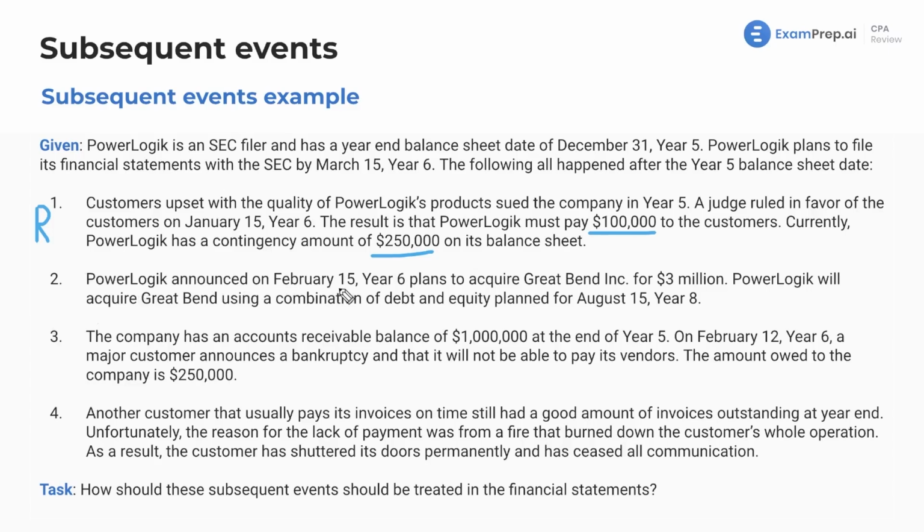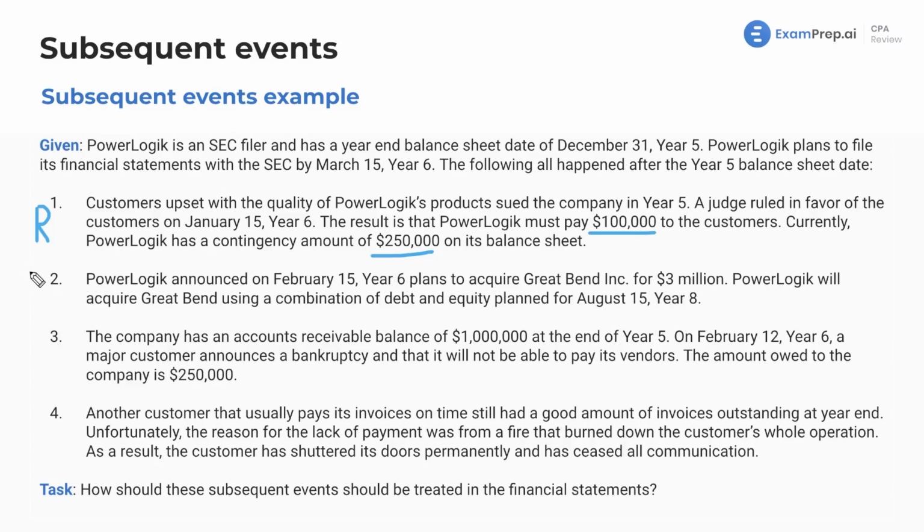PowerLogic announced February 15th, year 6, plans to acquire Great Bend Inc. for $3 million. PowerLogic will acquire the company using a combination of debt and equity, planned for August 15th, year 6. Now, first, does this affect year 5, which is the year under audit? It does not. However, this is pretty significant. I mean, the example we've used throughout, acquisitions, mergers, something like that. Yeah, sounds like a big deal.